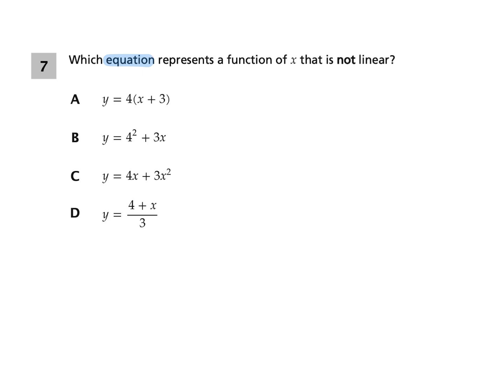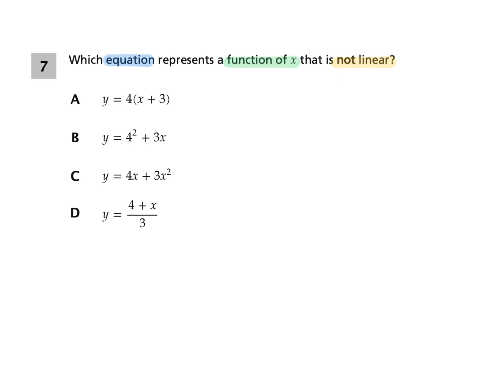Which equation represents a function of x that is not linear? An equation is something with an equal sign. We can quickly see that all of these have equal signs, so that does not help us too much. A function of x is a special relationship where for each x, there's exactly one y. Or put another way, for each input, there's exactly one output. In this case, all of these are functions, so it doesn't really help us.